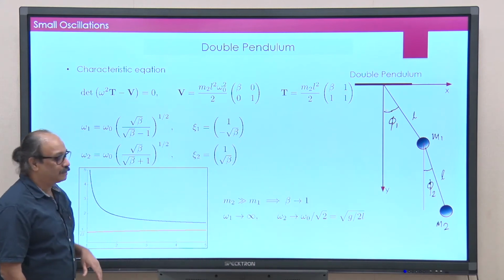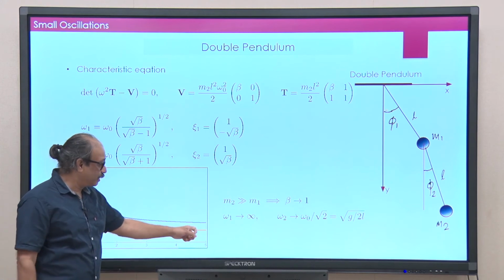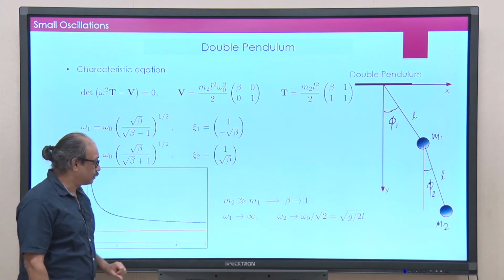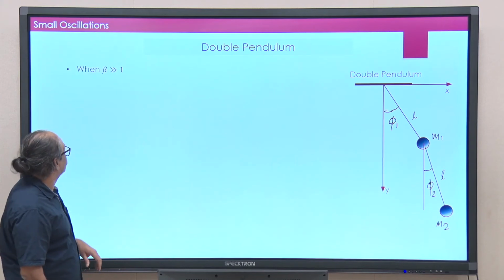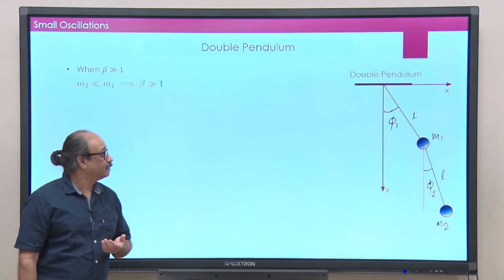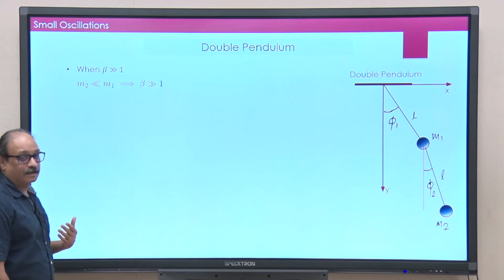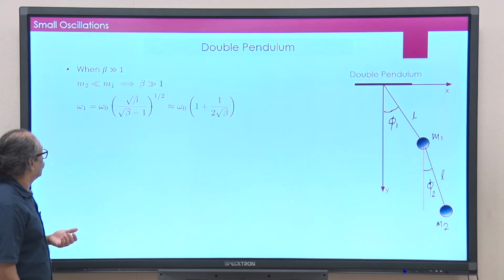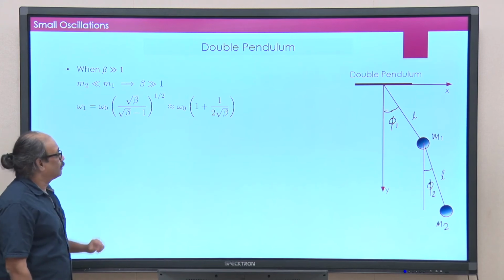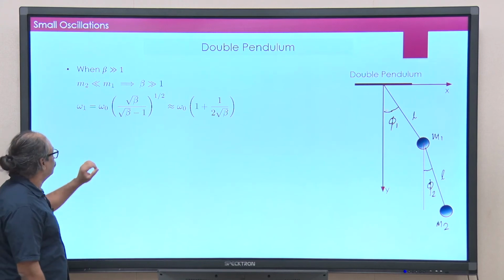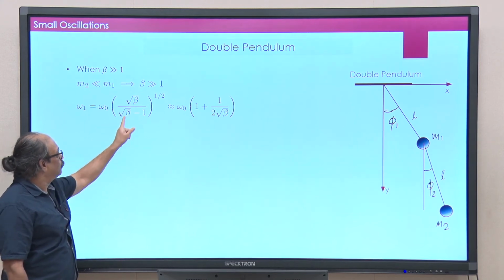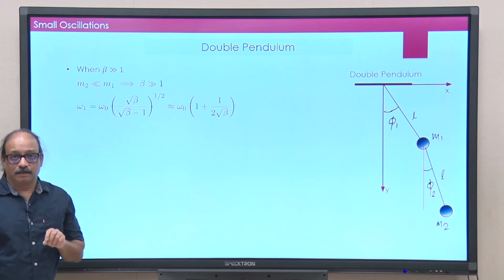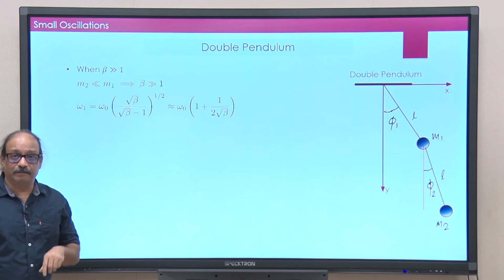Okay. The other case where you get very large M1. In that case, what will happen is this: when beta becomes very large, you have M2 over M1 very large. Now, look at this omega 1 frequency. The omega 1 frequency can be written as omega 0 divided by the square root of beta. So, you would have 1 divided by 1 minus 1 over square root beta, and remember beta is large.